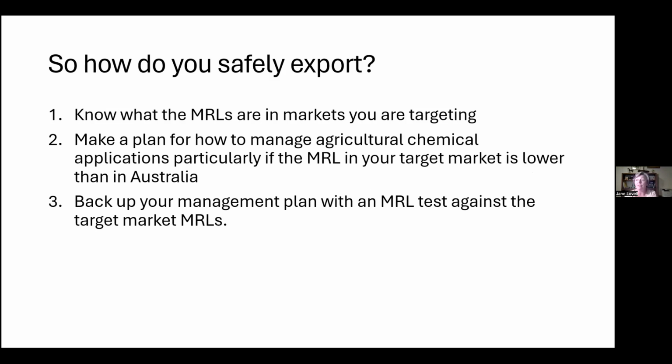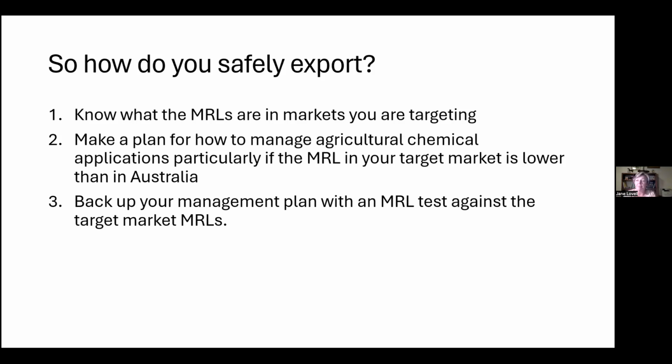So how do you go about doing that, safely exporting? Well, the first thing you need to do is know what the MRLs are in the markets that you're targeting. That is easier than it used to be when I first started playing with onion export, where we actually got the Japanese MRLs in Japanese, which didn't really help us because we didn't understand anything that we were reading. But it is something that can be a bit of a challenge for some growers, and we have a solution for you that I'll talk about in a moment.